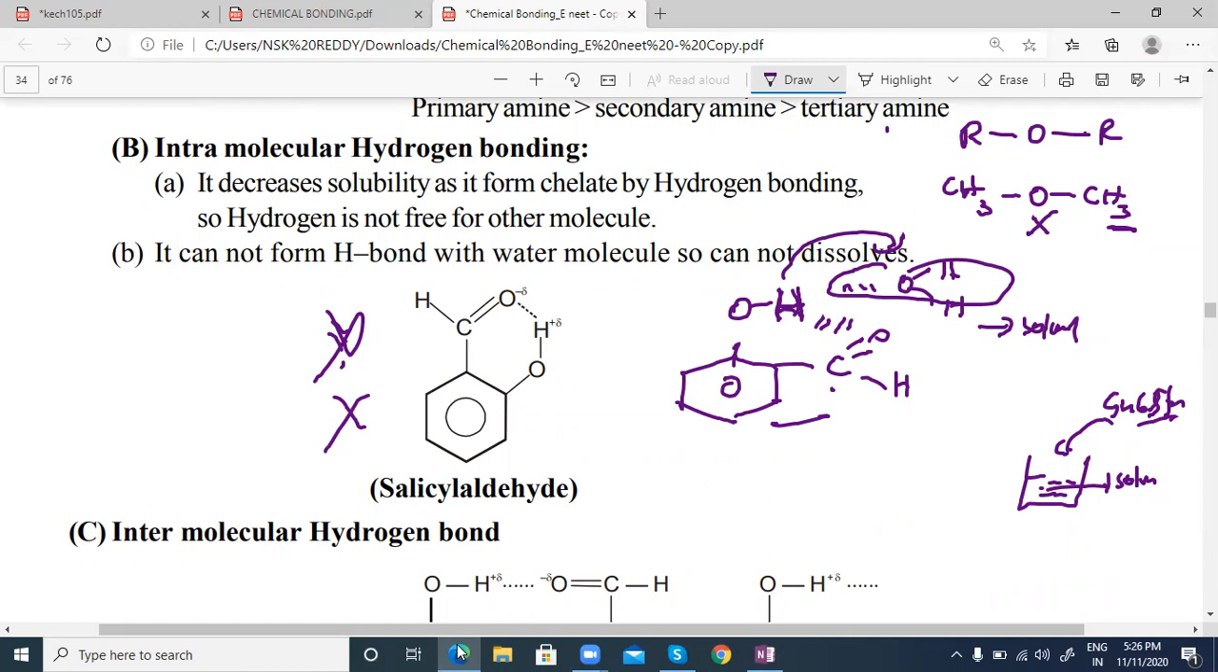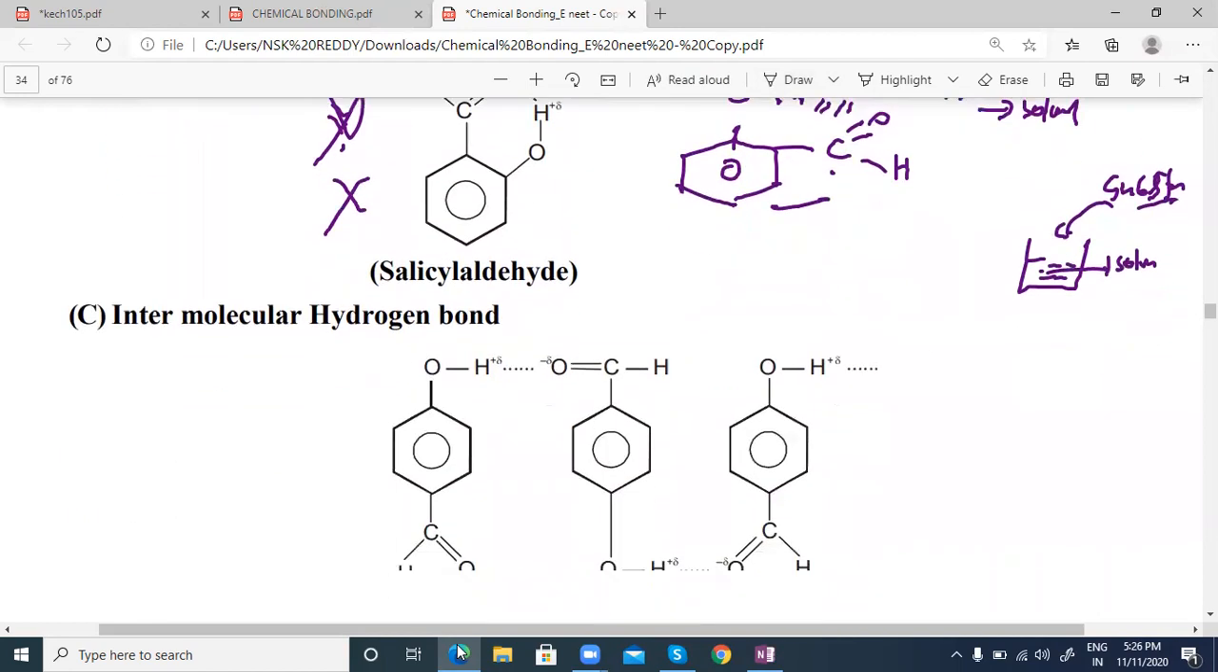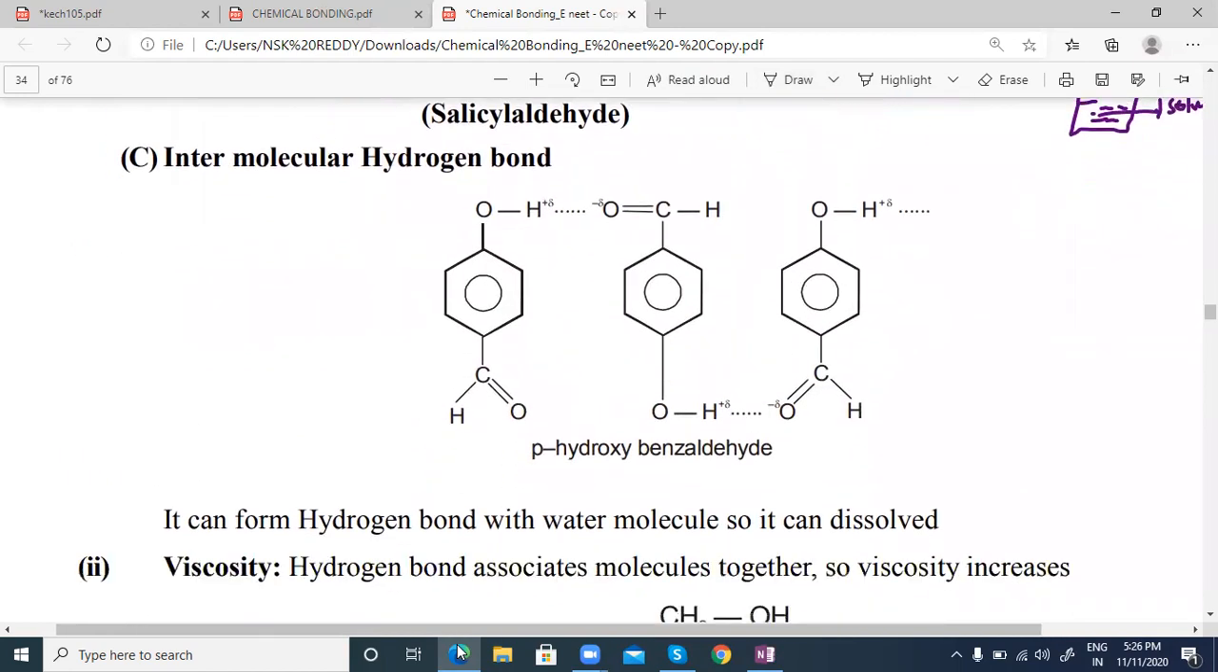Got it? These names and structures they provided, please observe them. Next, the intermolecular hydrogen bonding one dissolves easily in water, because this OH can form hydrogen bonds with water, as there is no intramolecular hydrogen bonding here. If intramolecular bonding is there, it can't dissolve. Here it can form hydrogen bonds with water easily, so they dissolve in each other.